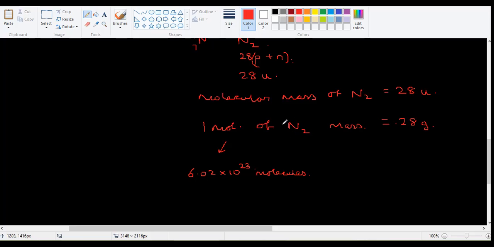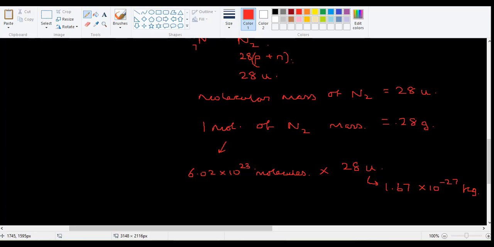So here we are talking about nitrogen molecules. So we have to say it is molecule. One nitrogen molecule is 28 U. But what is U? U is the mass of one proton or neutron, which is 1.67 into 10 power minus 27 kg.